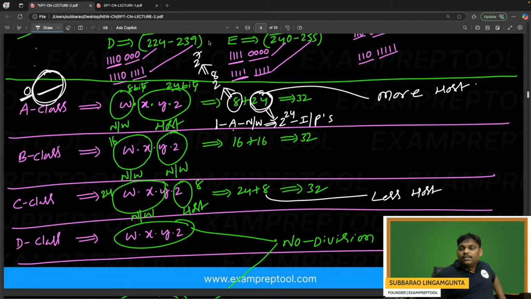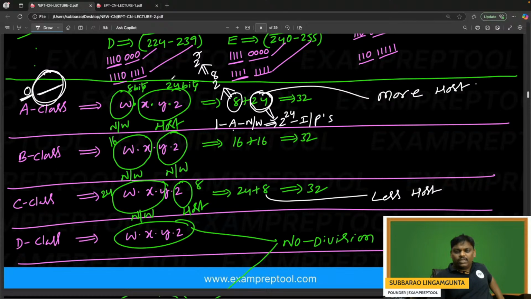People can ask you one question: class A, how many networks possible? 2 power 7 networks possible. Every network, how many IPs possible? 2 power 24, 24 bits for host. One network contains 2 power 24 IPs. How many networks possible? 2 power 7 networks possible.